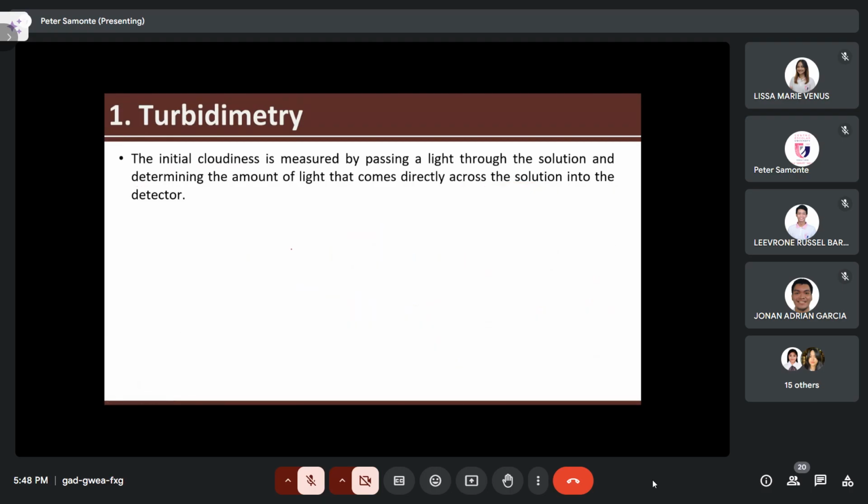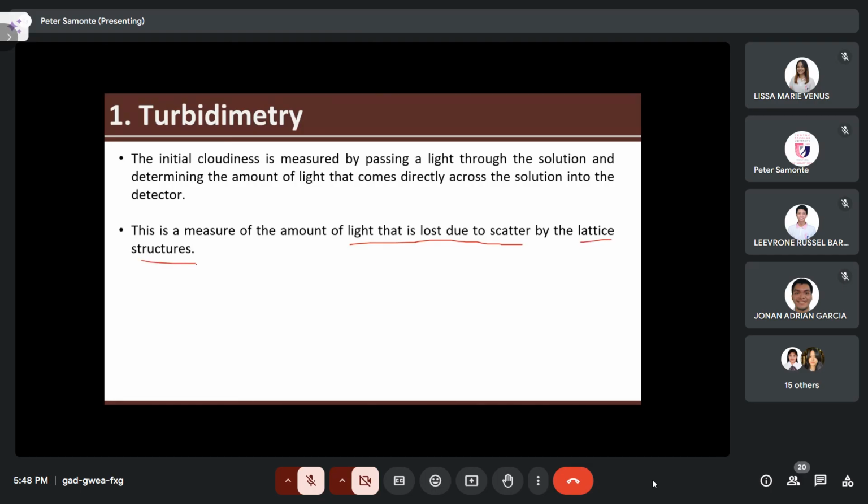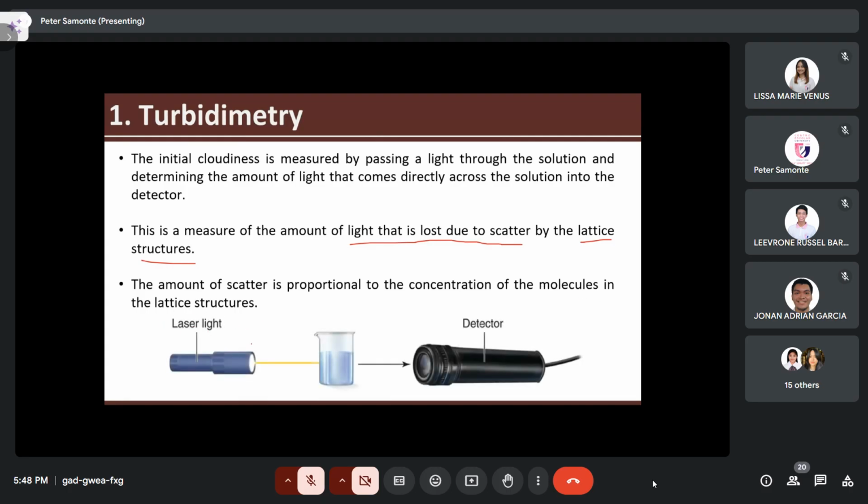So that's your turbidimetry. This is a measure of the amount of light that is lost due to scatter by the lattice structure. The amount of light that is not able to pass through the solution means that the light is being scattered by the lattice structure. The amount of scatter, class, is proportional to the concentration of molecules in the lattice structure. So here you would have your laser light. It would pass through the solution, then it would be measured by a detector. Take note of this, class: the amount of scatter is proportional to the concentration of the molecules in the lattice structure.